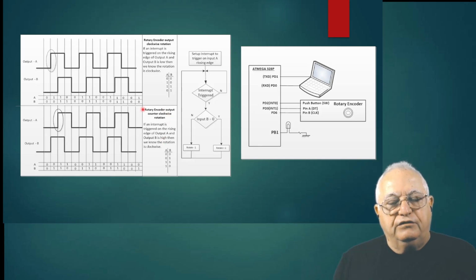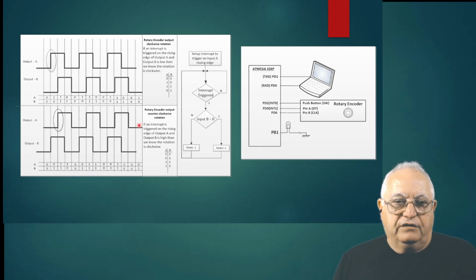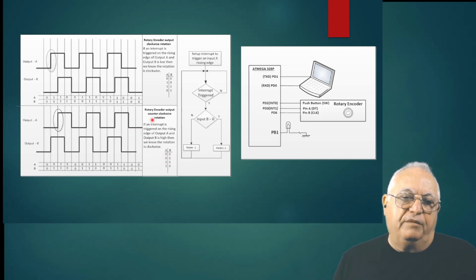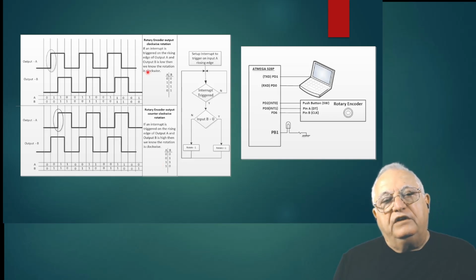So let's read the statement that puts it all together. If an interrupt is triggered on the rising edge of output A and output B is high, then we know the rotation is counterclockwise. So the interrupt gets triggered, input B is 1, we know that we're going counterclockwise. If the interrupt is triggered and input B is 0, then we know it's going clockwise.